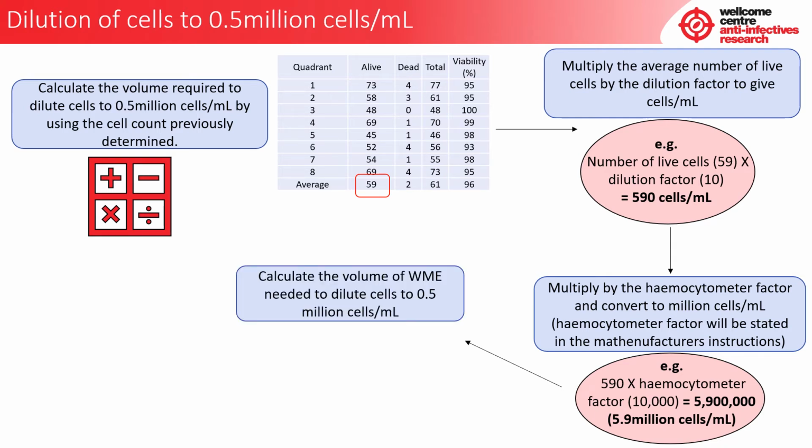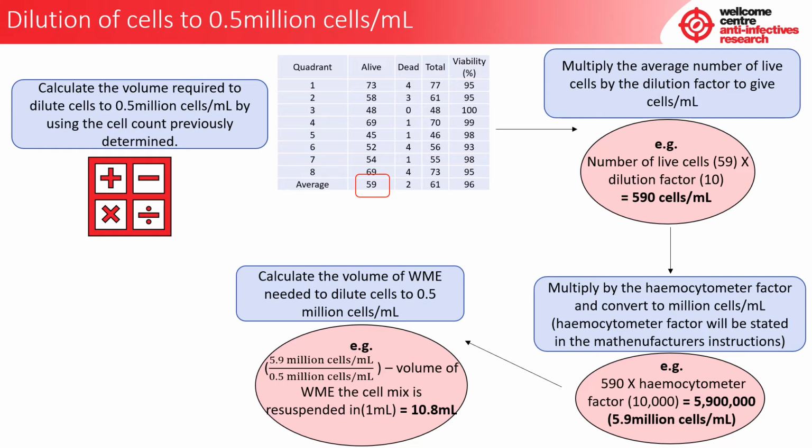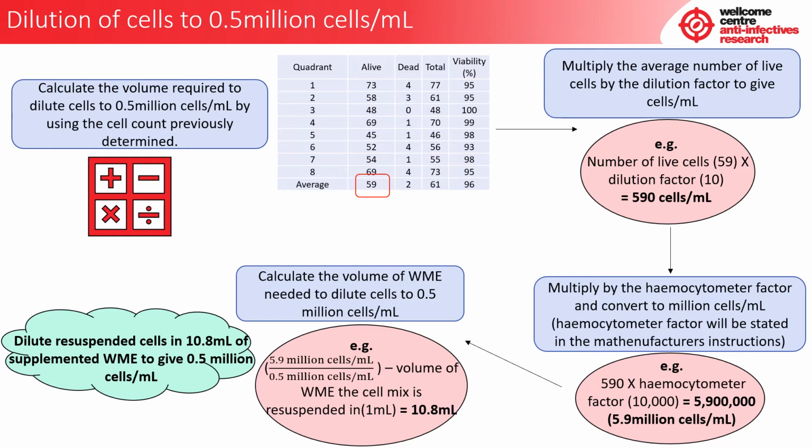Next, calculate the volume of WME needed to dilute cells to 0.5 million cells per ml. To do this, please follow the following equation. 5.9 million cells per ml divided by 0.5 million cells per ml, minus the volume of WME the cell mix is resuspended in, which is 1 ml. This therefore gives 10.8 ml. Therefore, dilute the resuspended cells in 10.8 ml of supplemented WME to give 0.5 million cells per ml.